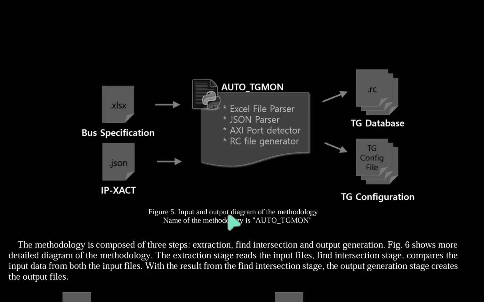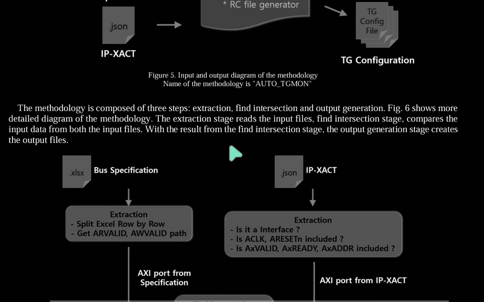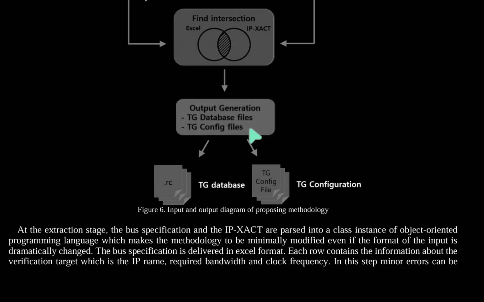The name of the methodology is auto_TG_mon. The methodology is composed of 3 steps: extract, find intersection, and output generation. Figure 6 shows a more detailed diagram of the methodology. The extraction stage reads the input files, and the find intersection stage compares the data from both input files. Then, with the result from the find intersection stage, the output generation stage creates the output files. Figure 6 is the input and output diagram of the proposed methodology.